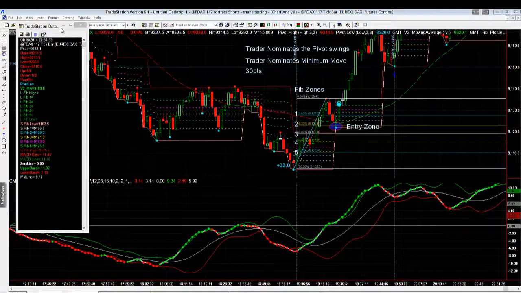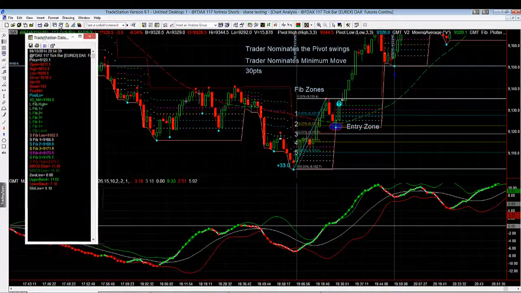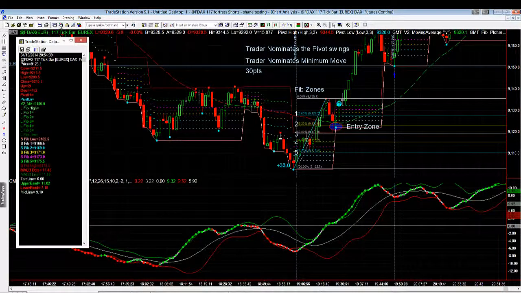So I've got the DAX up on our screen. This is on a 177 tick chart. The reason I've pulled the DAX up is because it's a good market that offers lots of volatility. So this is generally a good market to look at and potentially watch because it moves so well.